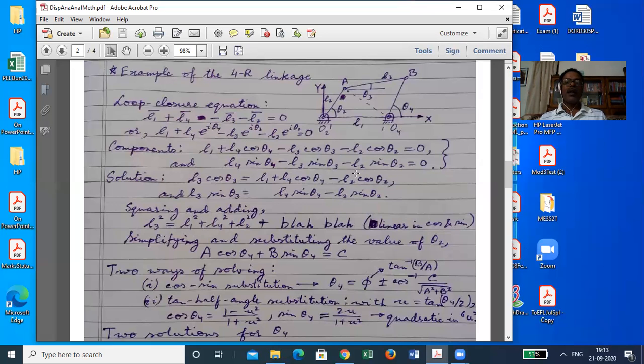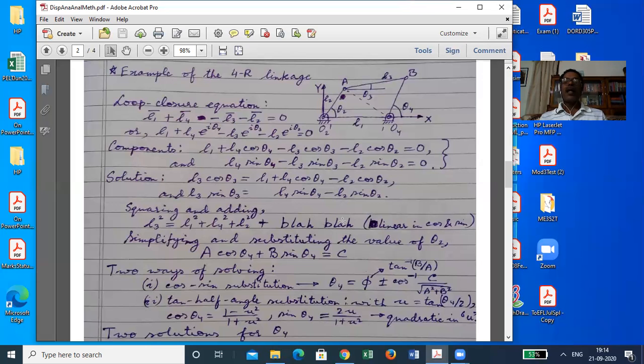Similarly, this square together will give you L2 square plus twice L1 L4 cos theta 4 minus twice L1 L2 cos theta 2 minus twice L2 L4 cos theta 2 cos theta 4 minus twice L2 L4 sine theta 2 sine theta 4. So all these things you will get here. The details of the term you also can work out the way I just verbally said.